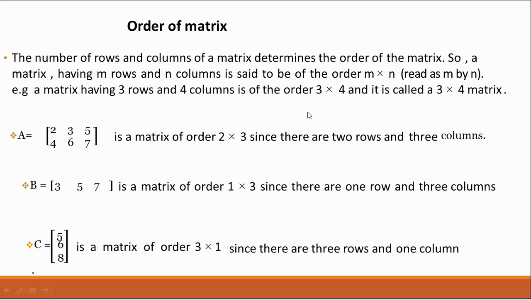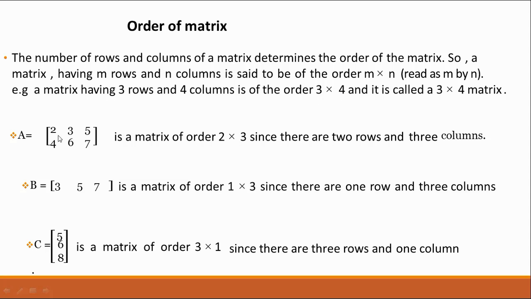In the previous slide, we found the number of points by multiplying the number of rows and the number of columns. But for the order of a matrix, we cannot multiply the number of rows and columns to get the order. Simply we can write m by n. The expression m by n shows that there are m rows and n columns. For example, a matrix having 3 rows and 4 columns is of the order 3 by 4. It is called a 3 by 4 matrix.